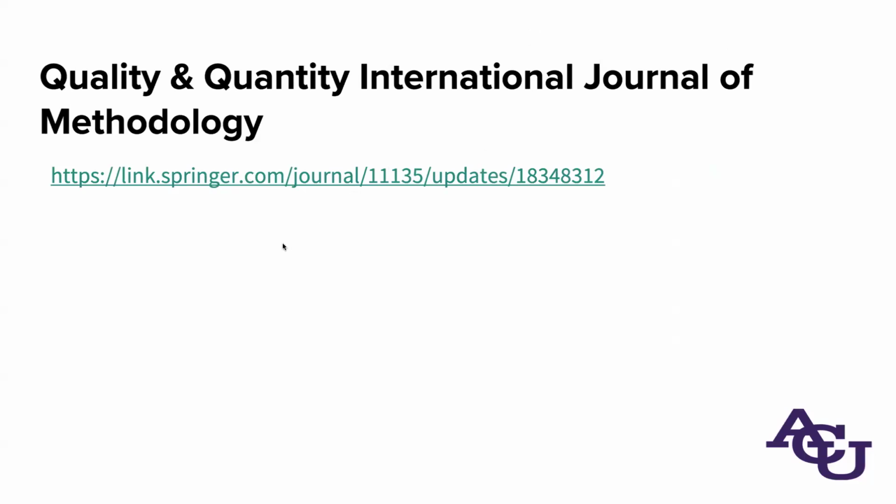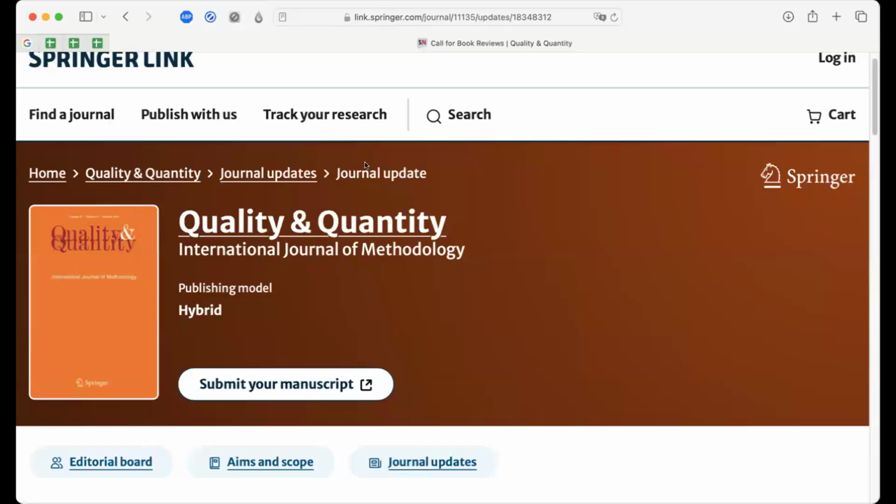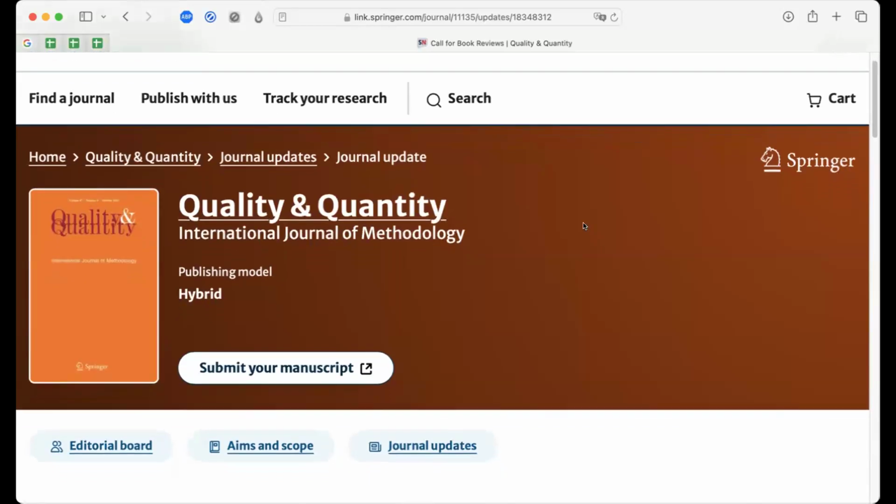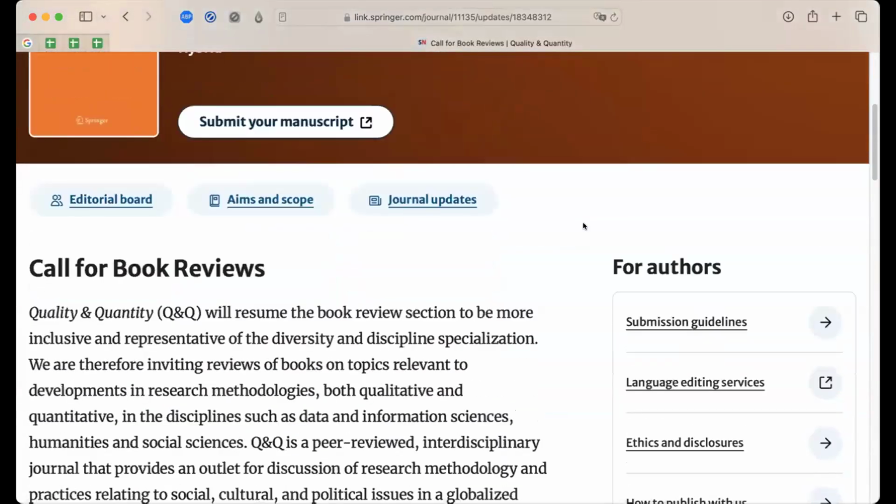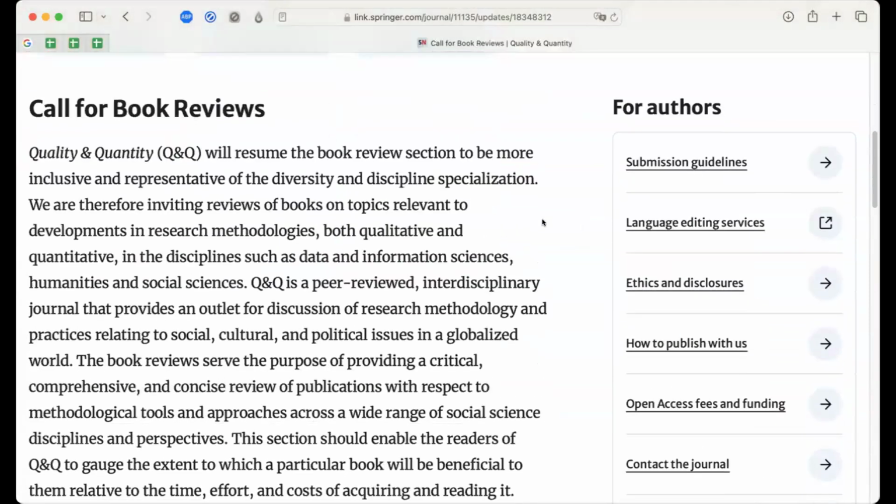Most people who write their first book review look first for a work that they have read already, that they have some familiarity with. You can also look for the kinds of things that you are doing and do a search like leadership journal book reviews. But we're looking at Quality and Quantity, the International Journal of Methodology, which is a somewhat open multidisciplinary journal. And if we look at their call here, they say that they want it to be representative of the diversity and specialization within their discipline.